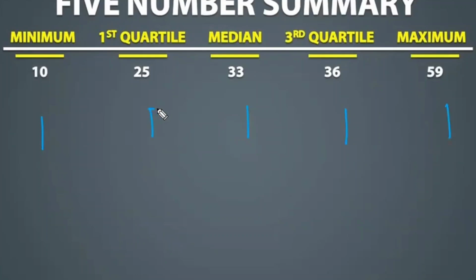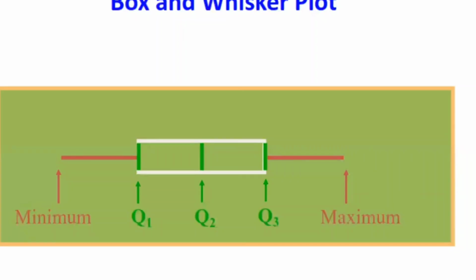And you connect Q1, Q2, Q3 into one box. You connect them into one box, and you do the extension for the remaining 2. This is called a box-and-whisker plot. The center one is called the box, and this is called the whisker. So the box-and-whisker plot is also called, in short, a box plot.